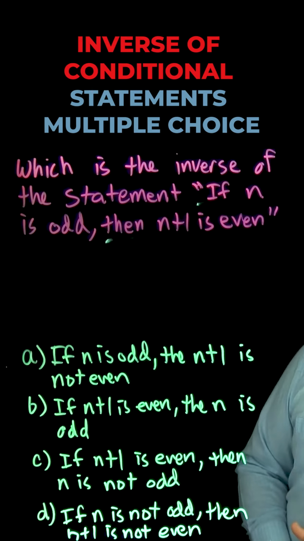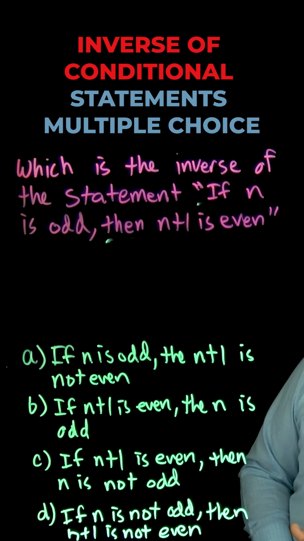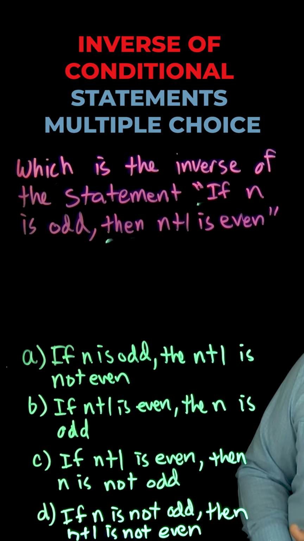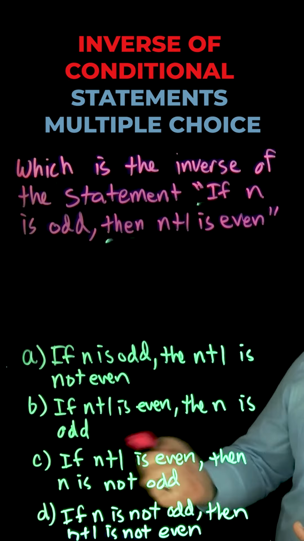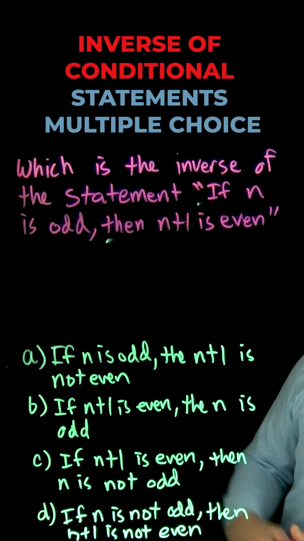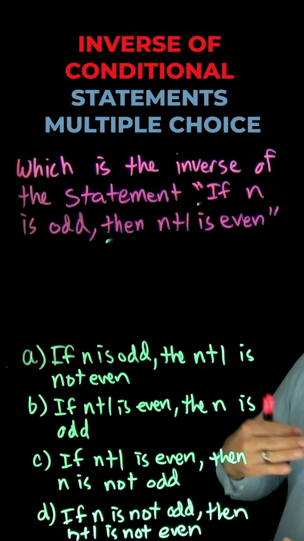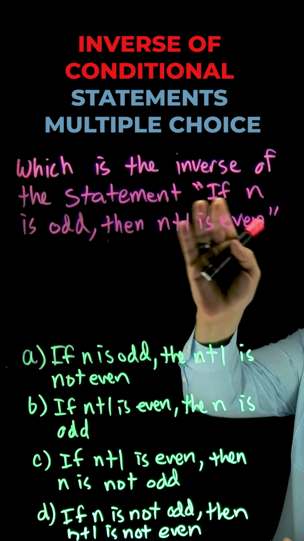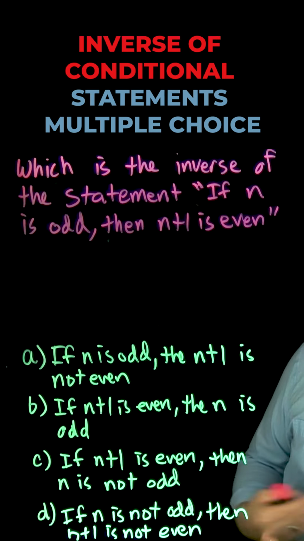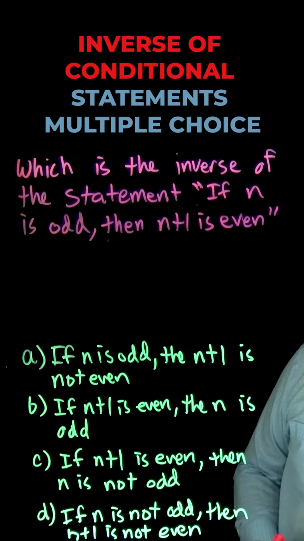All right, let's go ahead and solve this multiple choice problem. It asks which is the inverse of the statement, if n is odd, then n plus 1 is even. Now we have a whole bunch of answer choices and it's a lot to read through. So rather than trying to look at the answer choices, let's just identify what exactly is going to be the inverse. What does the inverse here in this example actually represent?